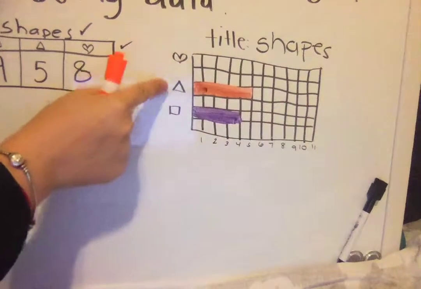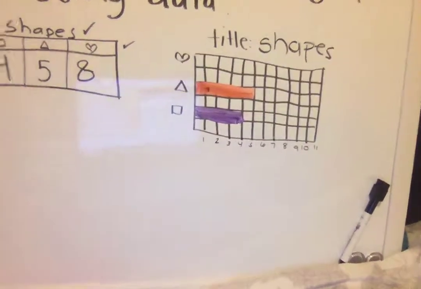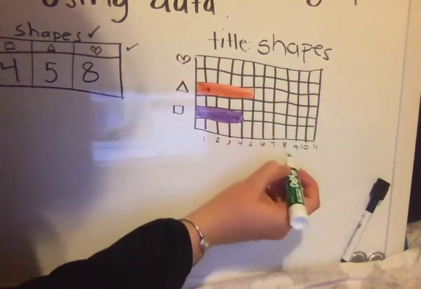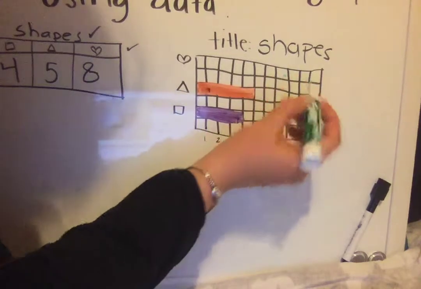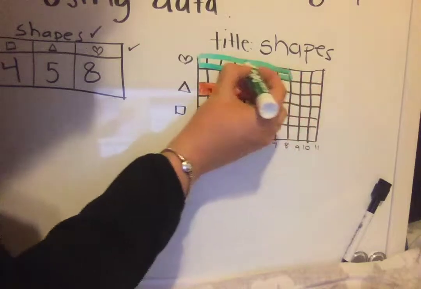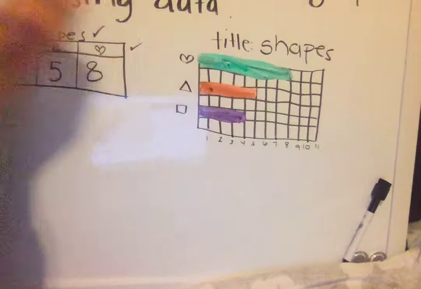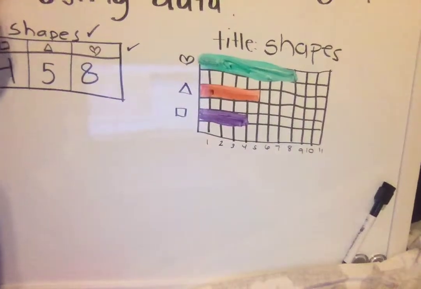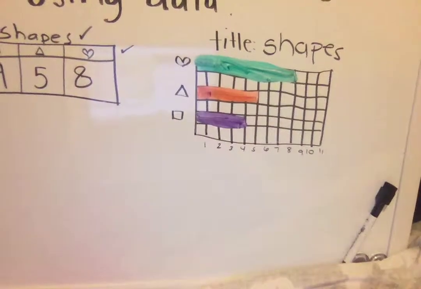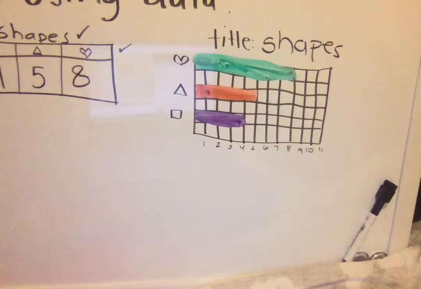Now I know that the triangle has 5. I'm going to go ahead and do the last one. The heart has 8, so I'm going to go all the way to the 8th and just go all the way up, put a dot, and try my best to stay in the line. Oh, there we go. Okay, there we go. I went ahead and graphed all of these, and that's what it takes to draw and label a graph using your data. So, in the next video, we're going to talk about some questions, okay?